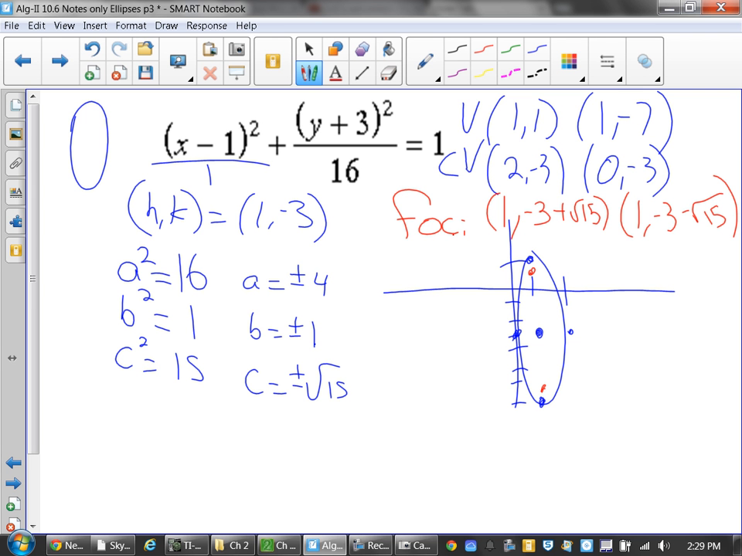The way that you define the ellipse is that every point on the ellipse, if you added the distances from wherever that point is to the foci, stays constant. So if I was here, the distance from here to here is the same as if I was here, going from here to here. It stays constant.